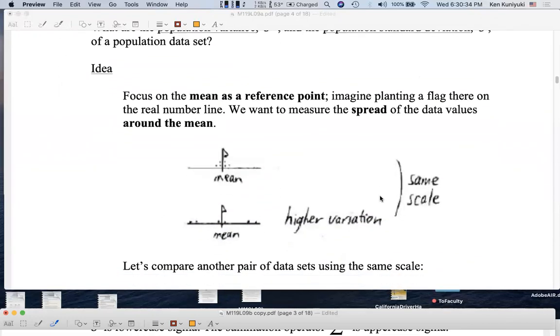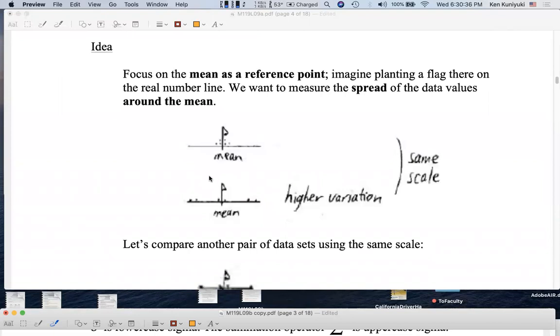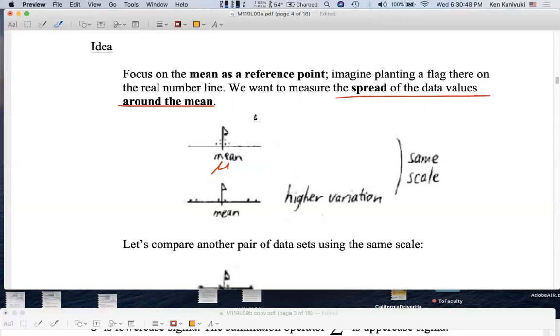Now, the idea is we're going to focus on the population mean mu as a reference point. So we have a flag planted at the mean mu, right? And we want to measure the spread of the data values around the mean. So assuming that we have the same scale on these two axes, the mean here, planted at the same number, what data set would exhibit higher variation or spread? Well, probably the data set down here. They're more spread out about the mean.